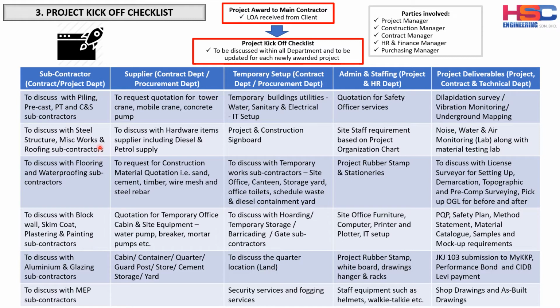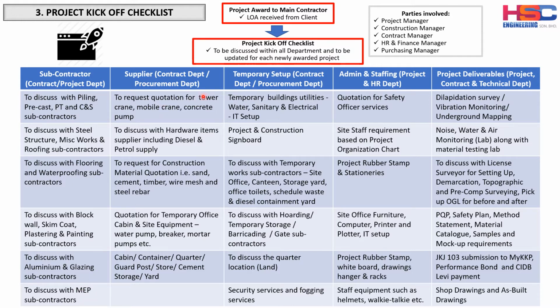And we can also discuss during this meeting the flooring and waterproofing subcontractor, also the architectural special trades like the block walls, skim coat, plastering, and other architectural trades like the aluminium and the glazing subcontractor, and also the MEP subcontractor. Normally a main contractor doesn't do the mechanical, electrical and plumbing by themselves, so they need to subcontract this special work, considered as specialist work.